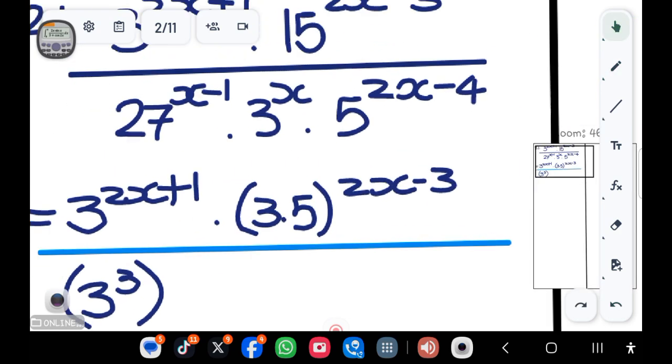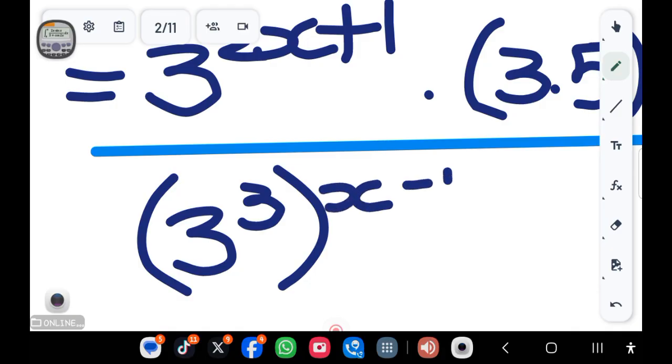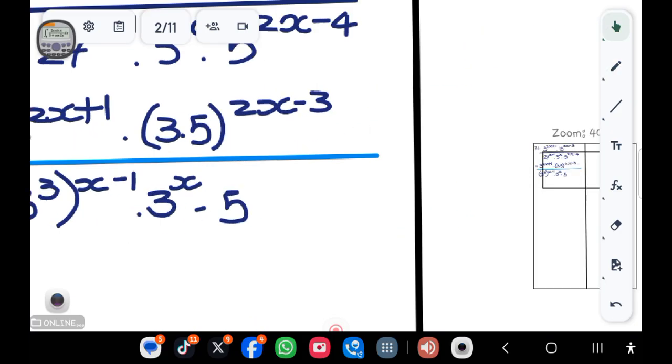All right, then we still raise it to the same power, x minus 1, times 3 to the power of x. This one does not change, times 5 to the power of, this one also does not change, 2x minus 4.